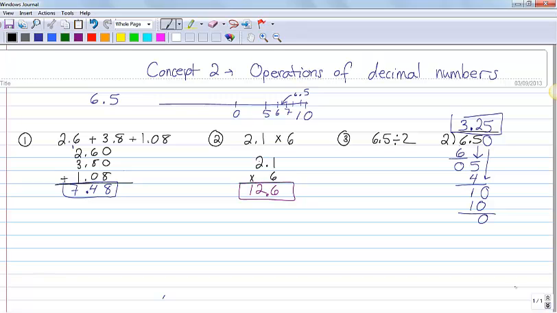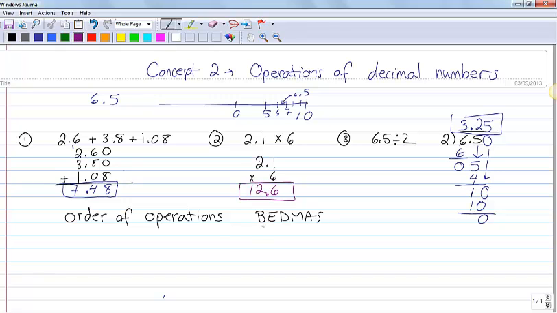Now, this is probably a good time to talk a little bit about order of operations. While we're doing all these operations, might be non-decimal whole numbers, we do need to keep in mind the rules of BEDMAS.